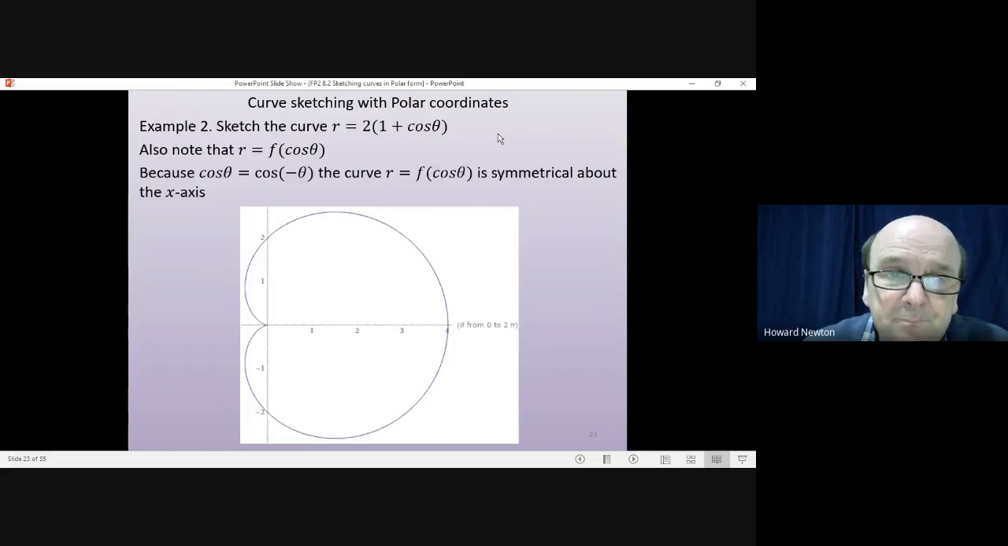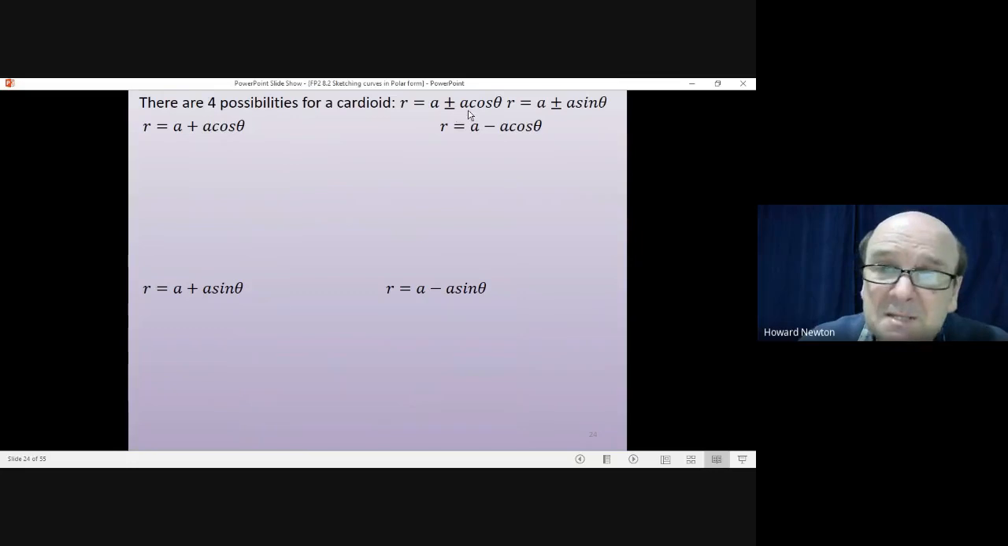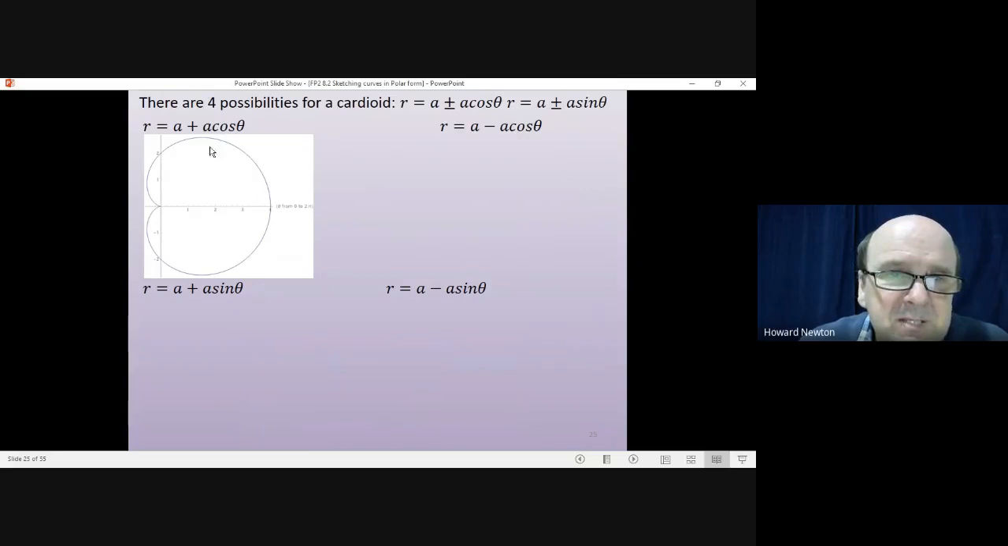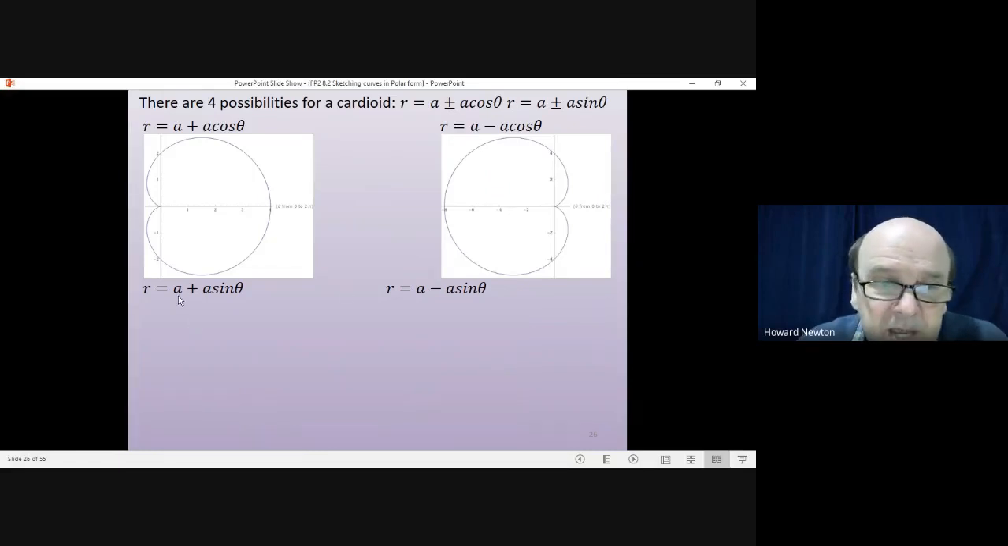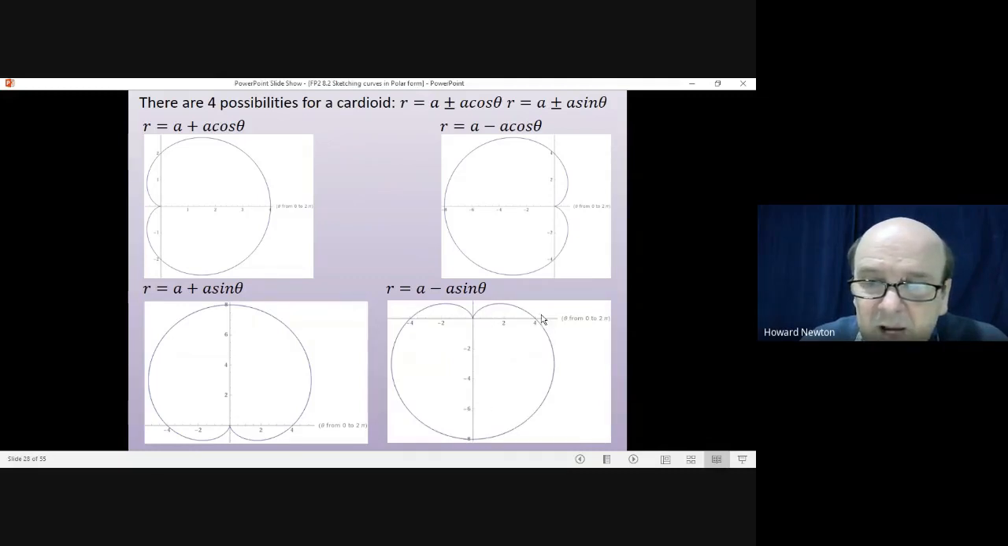That is always the case as long as the function that you have is only a function of cos theta and nothing else. There are 4 possibilities for a cardioid. R equals a plus or minus a cos theta will give you a cardioid, and also r equals a plus or minus a sine theta. They all look the same, it's just the orientation that changes. So r equals a plus a cos theta is like the one we just drew. If you change it to minus a cos theta, it reflects it in the y-axis. R equals a plus a sine theta is a vertical heart that would look like that. And r equals a minus a sine theta reflects that in the x-axis. And you get a shape that actually does look a bit like the conventional way of drawing a heart.